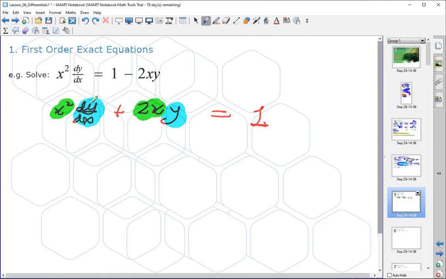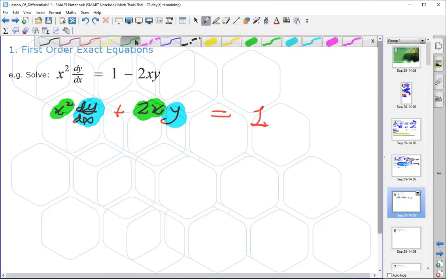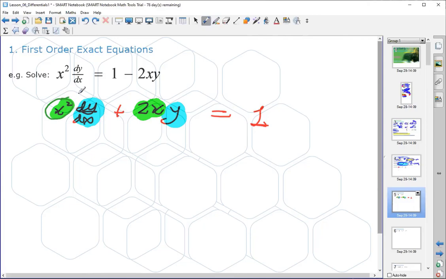You'll notice I'm highlighting the x bits in green and the y bits in blue, and the dy by dx bit counts as a y bit, so it goes in blue. What I'm looking to see is, if you differentiate this, does it give you that? Yep. And if you differentiate this, does it give you that? Yep. Differentiate y with respect to x, you get dy by dx. So they match up.